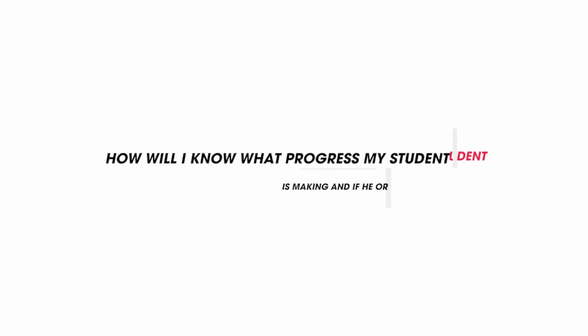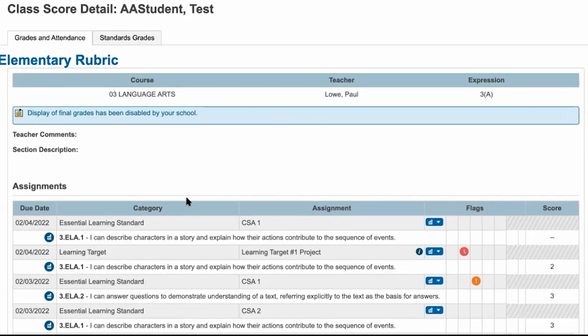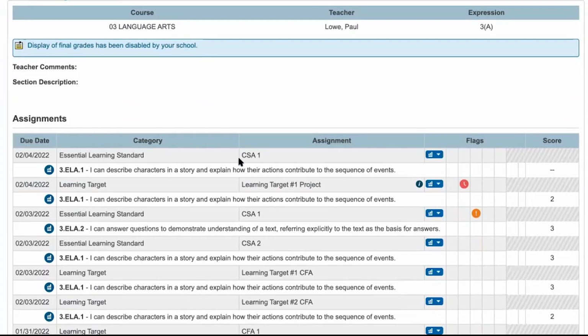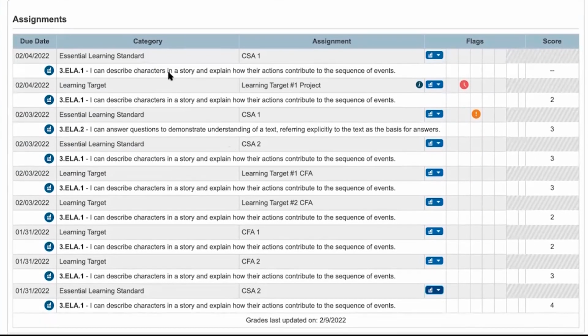How will I know what progress my student is making and if he or she is on track to meet the standard? In order to know what progress students are making, families can begin by talking to their student's teacher to learn and understand what essential standards are going to be assessed throughout the class or throughout the year. Teachers also communicate what skills and concepts will need to be mastered with these learning standards. All of our schools use PowerSchool to communicate and report assignments or assessments that are connected to these essential standards. In PowerSchool, parents will see a 1, 2, 3, 4 score.